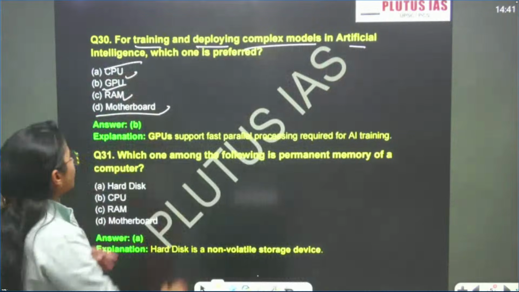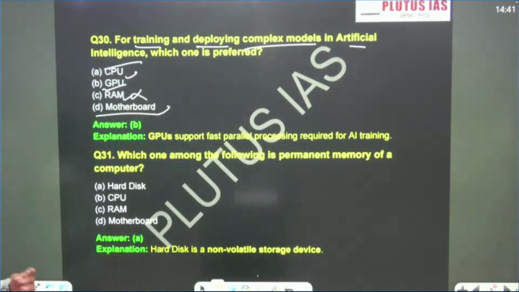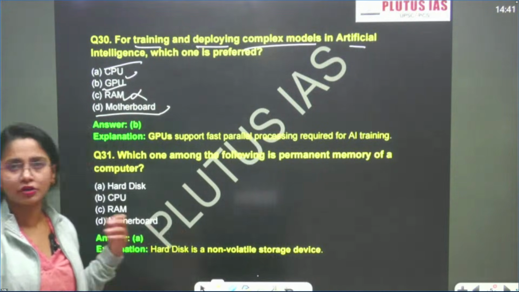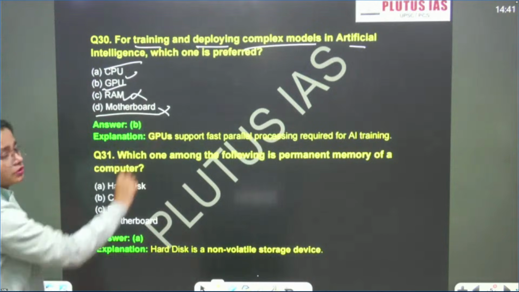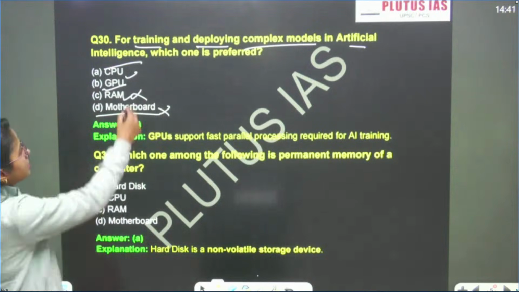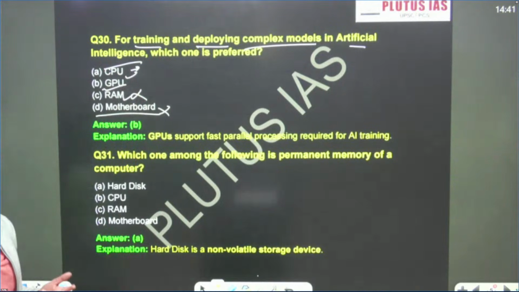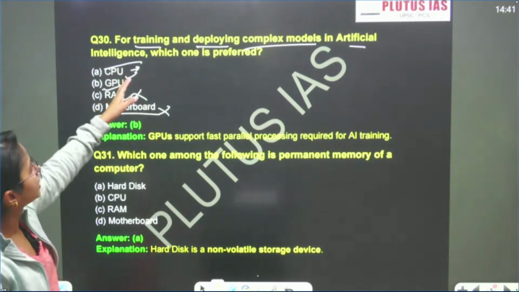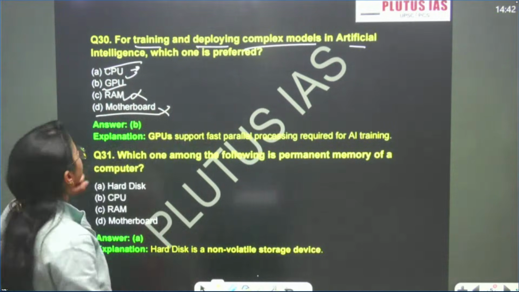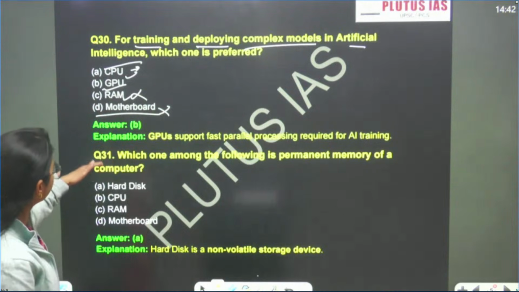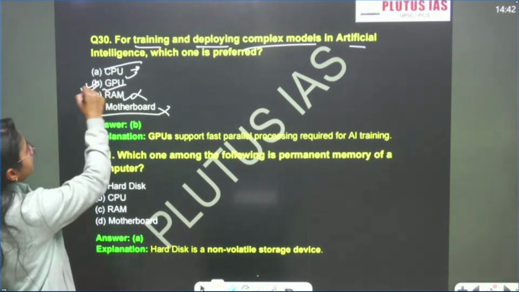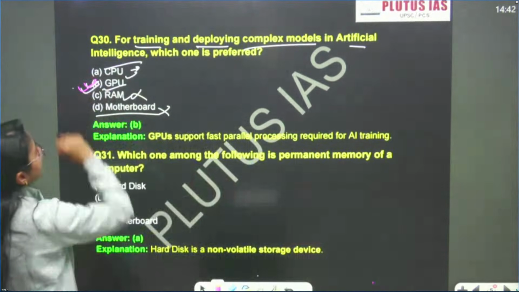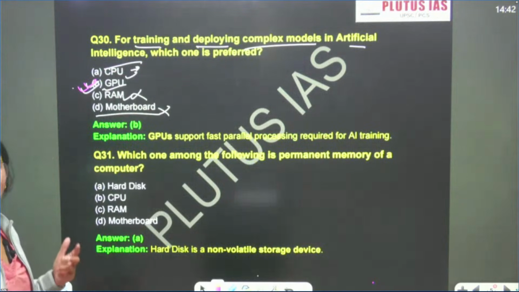Of course, RAM is surely not the answer, that is random access memory that stores the data for a specific period of time. That is not even a long duration, right? Motherboard, we know is something for data storage. Central processing unit is known as the master brain of the computer. Of course, this is not it, because here it is talking about training and deploying complex models in artificial intelligence. Even if you have confusion, you can simply think about the GPU. The correct answer is the graphics processing unit. That is what is deployed for training complex models in artificial systems.